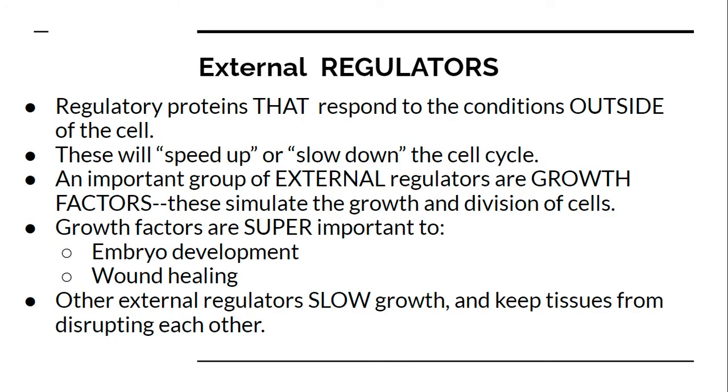Okay? There are external regulators. Again, cyclins are the internal regulators, but there are also external regulators to the cell cycle. An external regulator is any protein that responds to conditions outside of the cell. These are the ones that are going to tell our cell cycle to either speed up or slow down, okay?